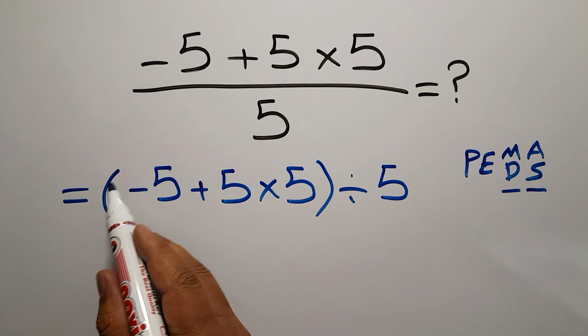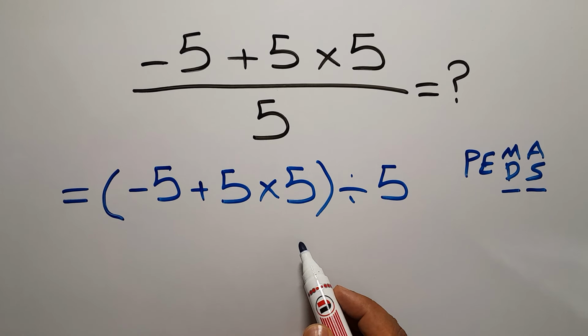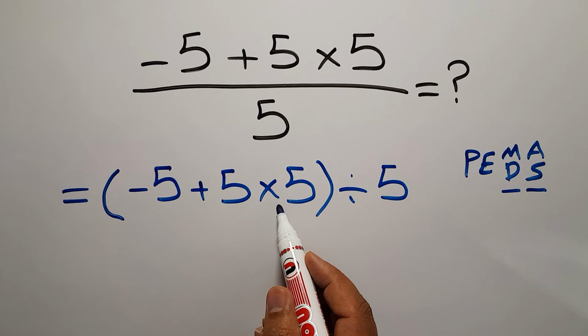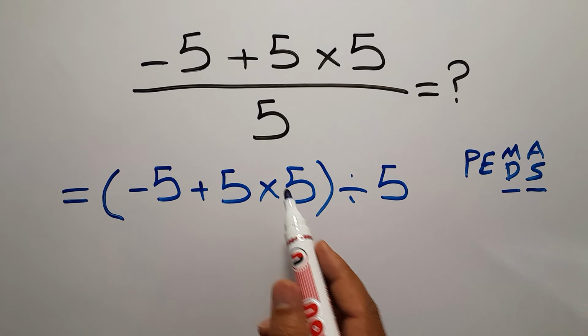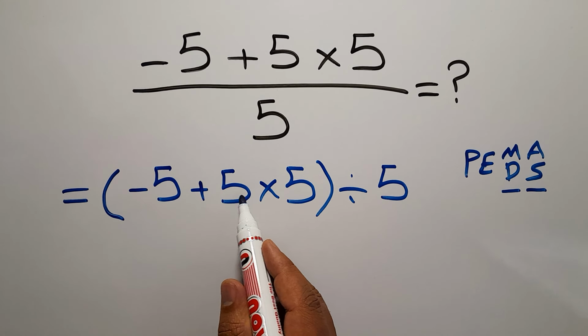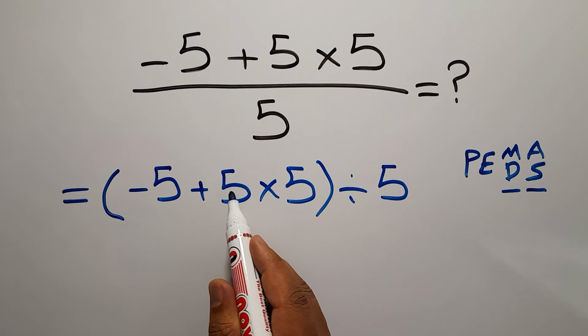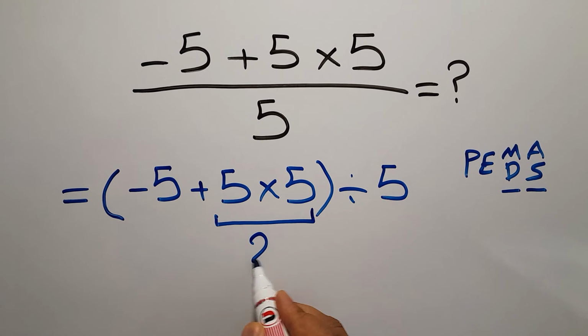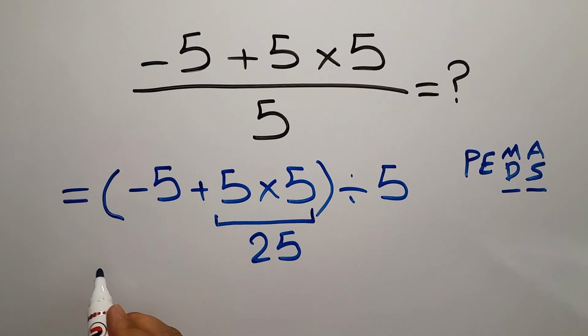So here first we have to do this parentheses. Inside this parentheses we have one addition and one multiplication. In PEMDAS, multiplication comes before addition. So first we have to do this multiplication. 5 times 5 is just 25.